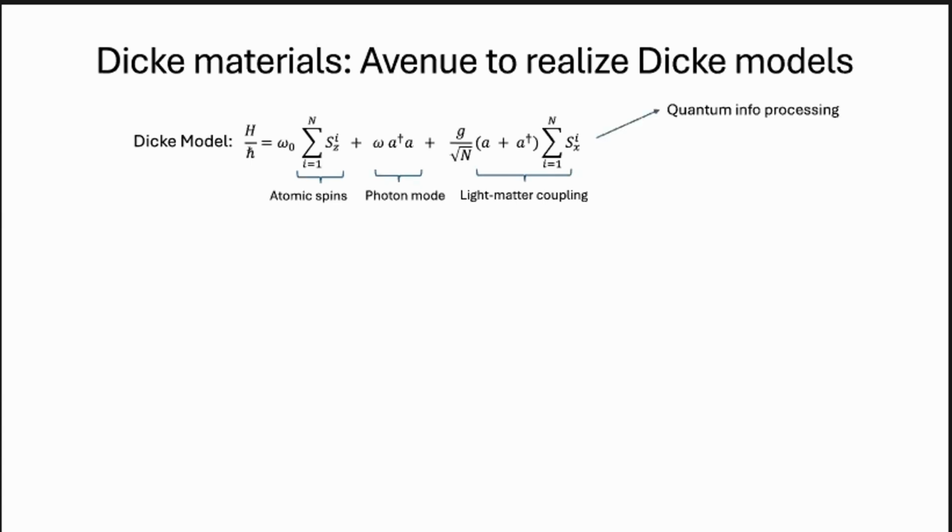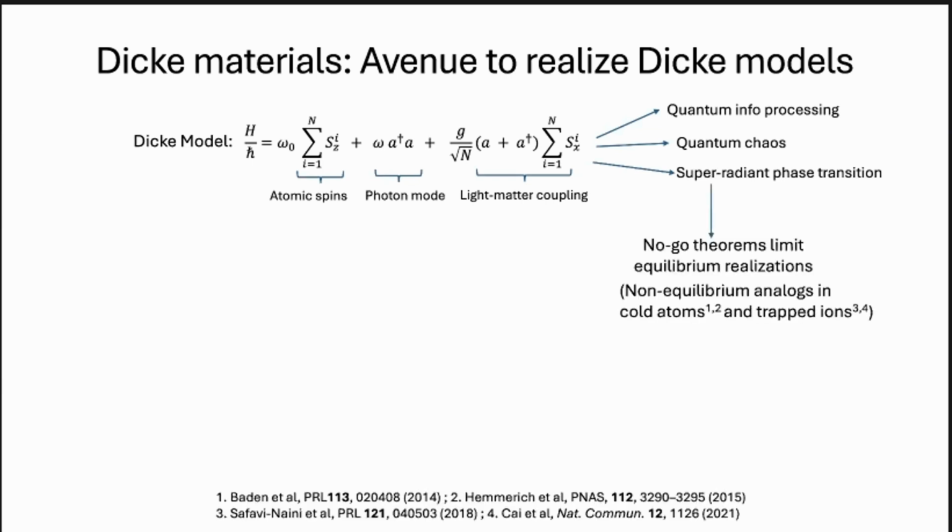This Dicke model has some very interesting features. It can be used for interesting quantum information applications. It exhibits quantum chaos. And more interestingly, it has this superradiant phase transition. Now, this superradiant phase transition has some controversies because of no-go theorems. It turns out that if this Dicke model really is electromagnetic photons having some electric dipole coupling to the atomic spins, then there are no-go theorems that say that this phase transition to the superradiant phase does not happen in equilibrium. Its non-equilibrium analogs have been observed in cold atoms and trapped ions, but there's controversy about its equilibrium realization in a real system.